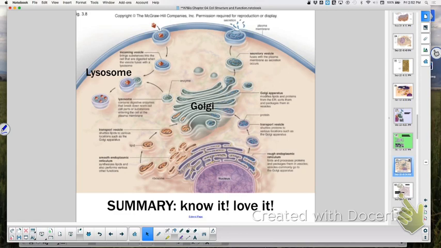We'll absorb nutrients out of here, and then whatever we don't like, we will go over and we will do exocytosis. Okay? You see how we did all of that?